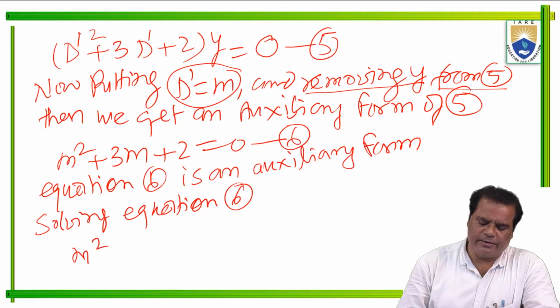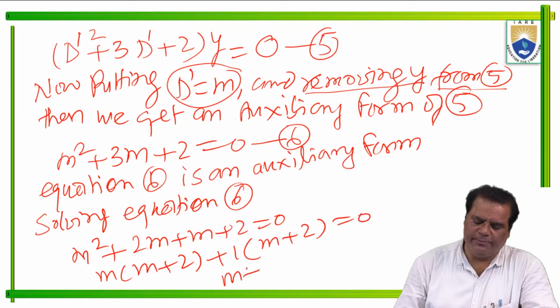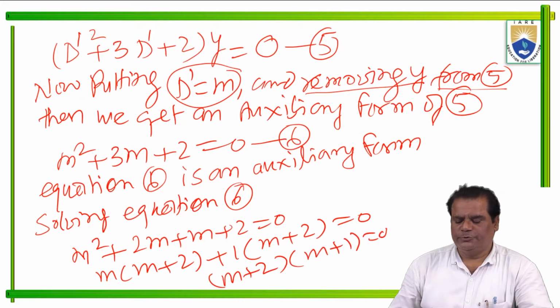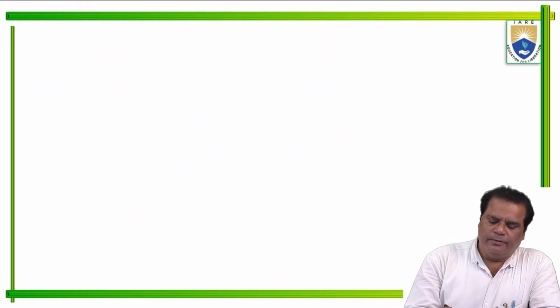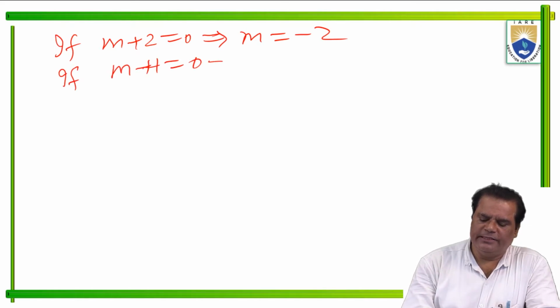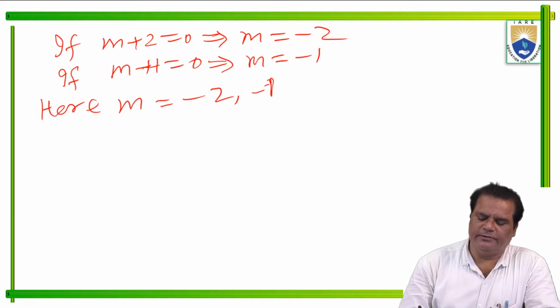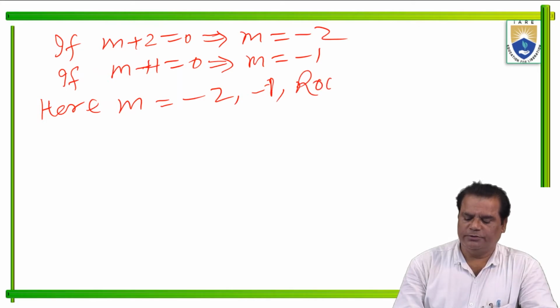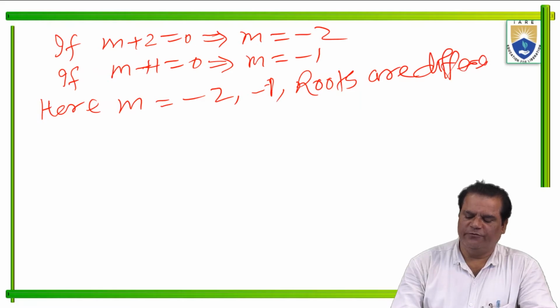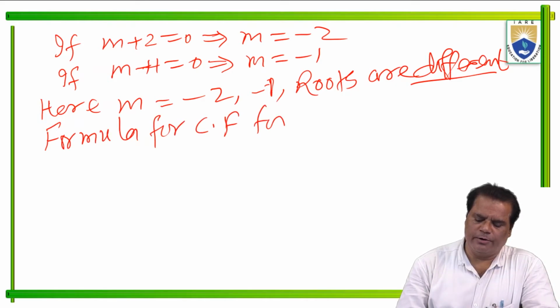So m square plus 2m plus m plus 2 equal to 0. m is common, (m plus 2) is common: (m plus 2)(m plus 1) equal to 0. If m plus 2 equal to 0, then m is minus 2. If m plus 1 equal to 0, then m equal to minus 1. So here m equal to minus 2 and minus 1. Here the roots are different. So the formula for CF for different roots.